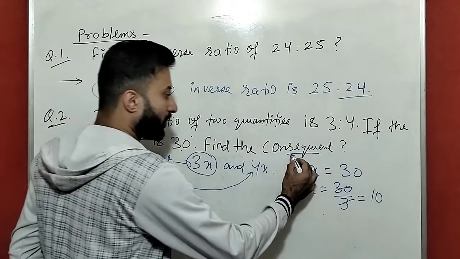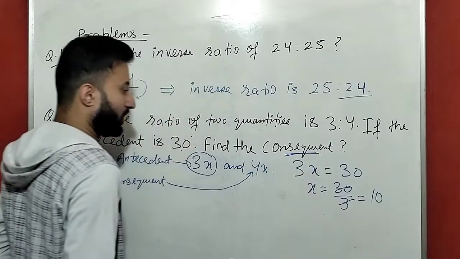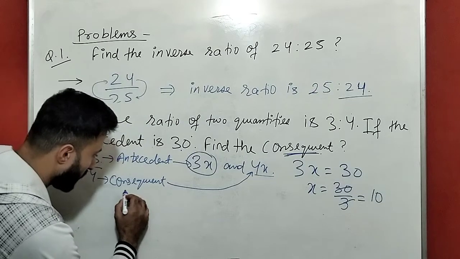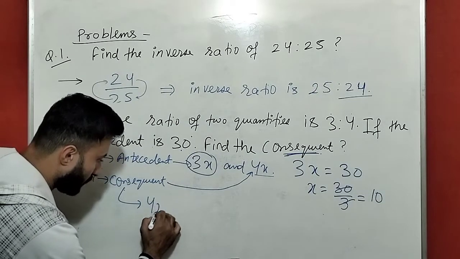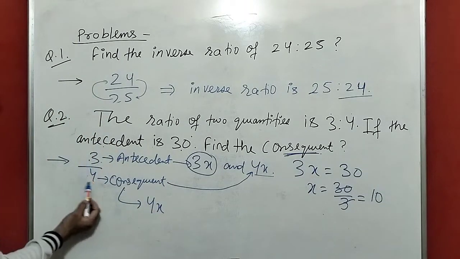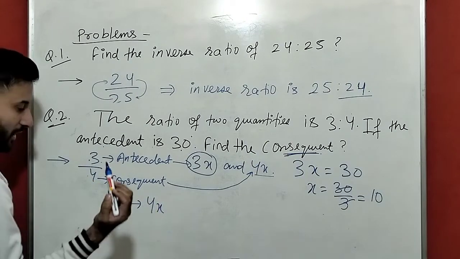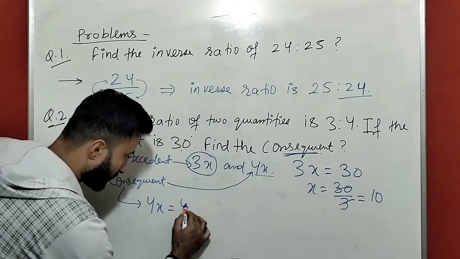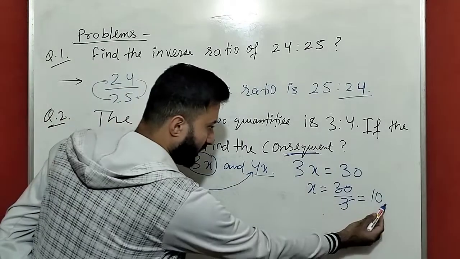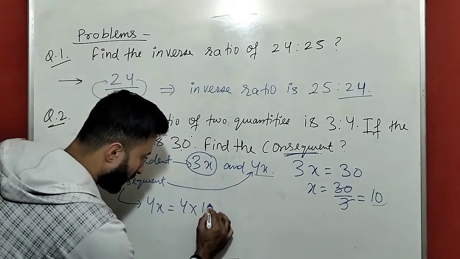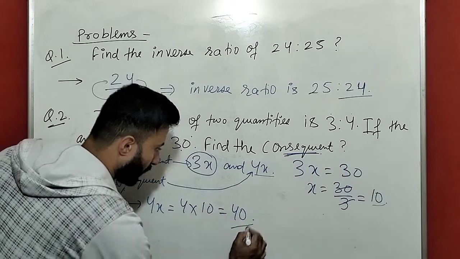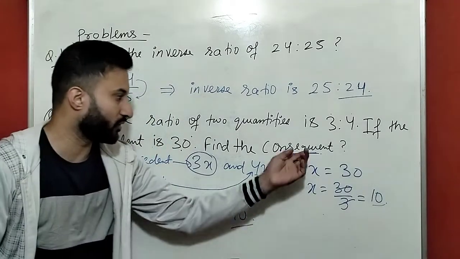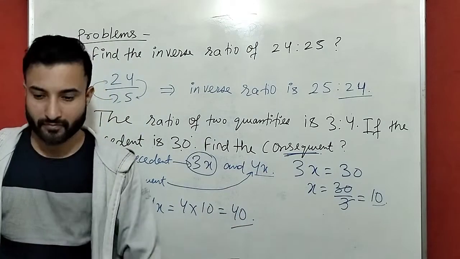But you have to find the consequent. So what is the consequent? Consequent is 4x, because the consequent is 4 in the given ratio. We will take it as 4x. So 4 into, what is the value of x? x is 10. So 4 into 10 will become 40. So the answer is 40. Find the consequent, so the consequent is 40.